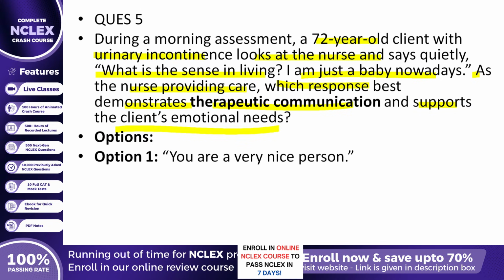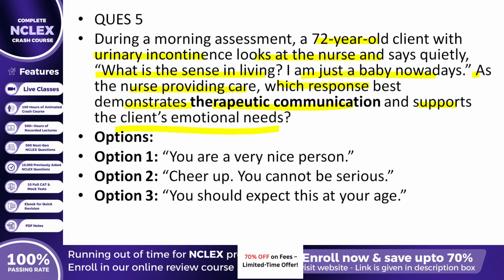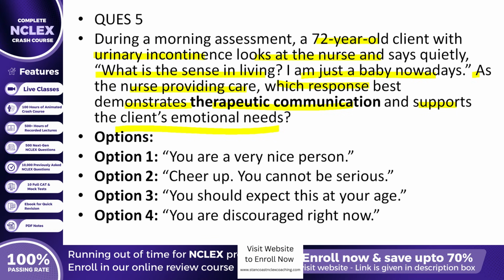Option 1 states, "You are a very nice person." Option 2 says, "Cheer up, you cannot be serious." Option 3 suggests, "You should expect this at your age." And option 4 responds, "You are discouraged right now." Now, moving forward to the correct choice, the best answer is option 4. You are discouraged right now.